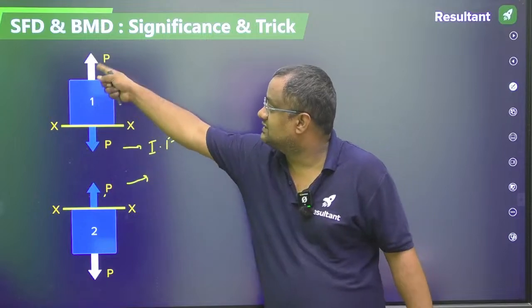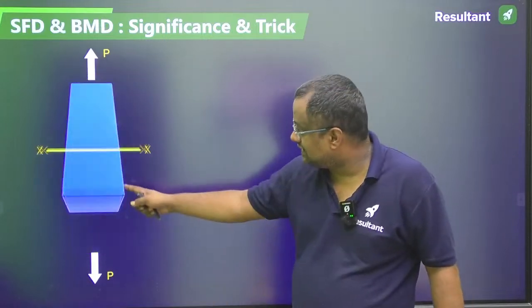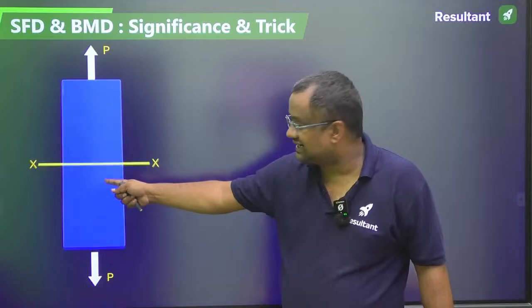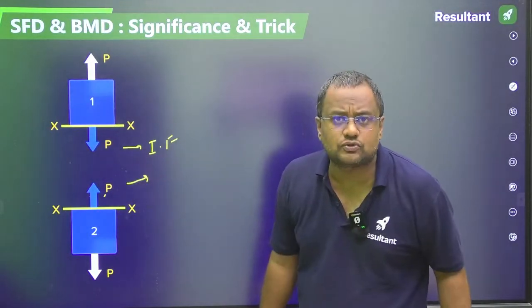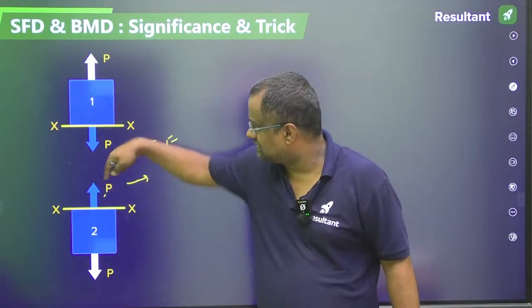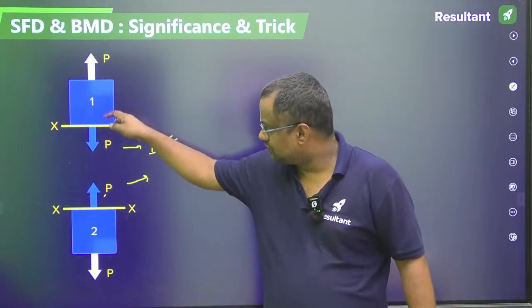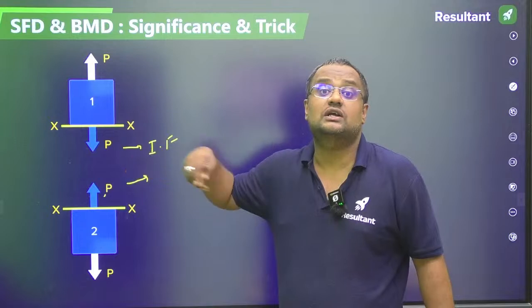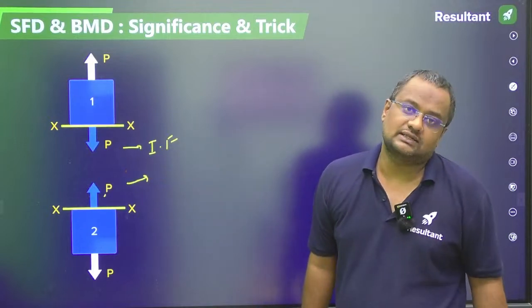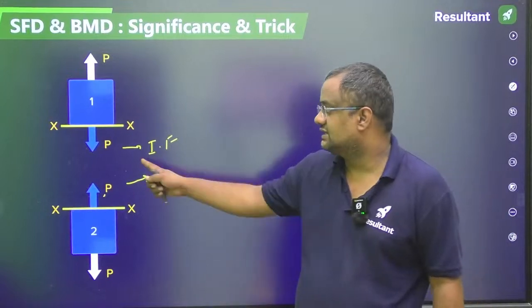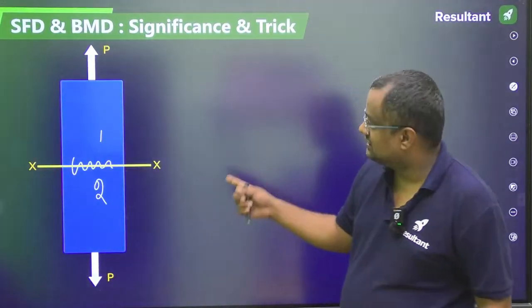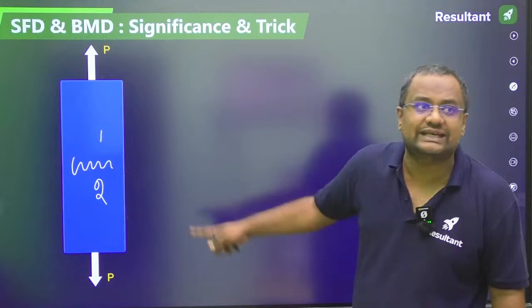Similarly, for balancing this, P is coming. So actually here there is no force, but once we cut this, then we get these forces. Internal forces are always equal in magnitude and opposite in direction. One is P upward, one is P downward. These are internal forces which come after we cut the section. You have understood this very easily.